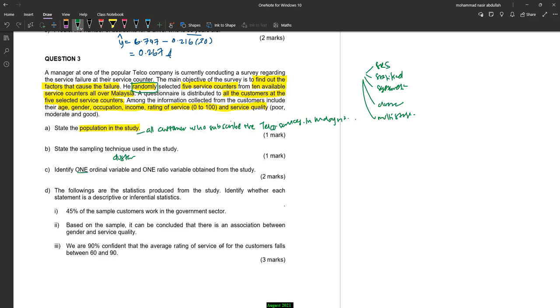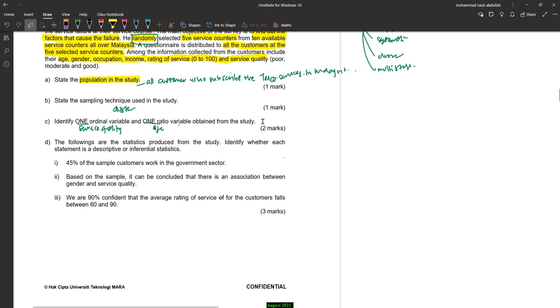So identify one ordinal variable and one ratio variable obtained in this study. So dia ada age, gender, occupation, income, rating of service, service quality, poor. So ordinal should be service quality. And ratio should be age lah. Right?